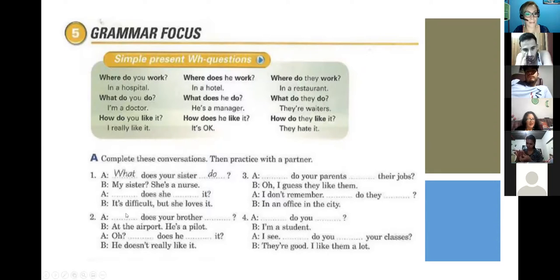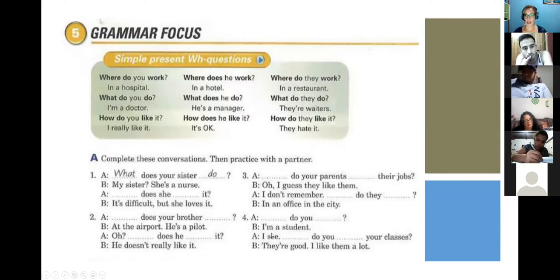How does she like it? Ajá. ¿Qué tanto le gusta a ella su trabajo? ¿Cómo, qué tanto le gusta? How does, así, how does, porque es ella, how. So nos falta aquí el how y el like. How does she like it? It's difficult, but she loves it. And then we continue with number 2, 3, and 4.